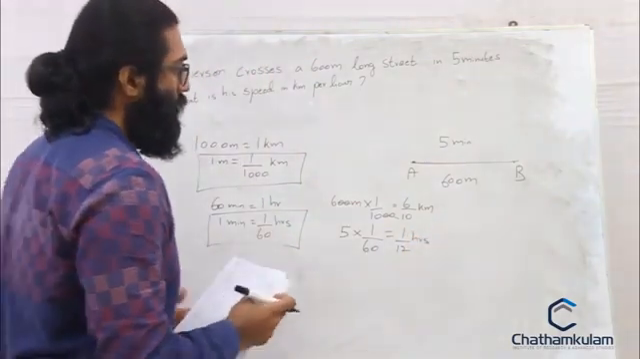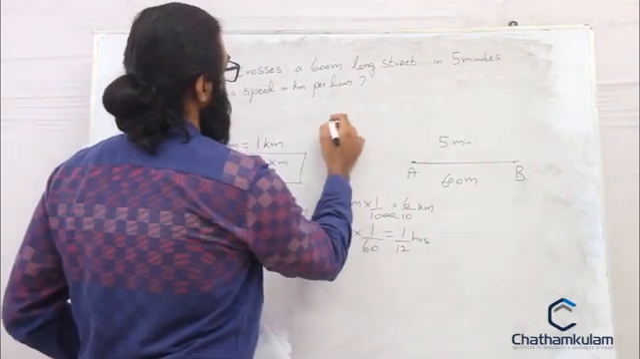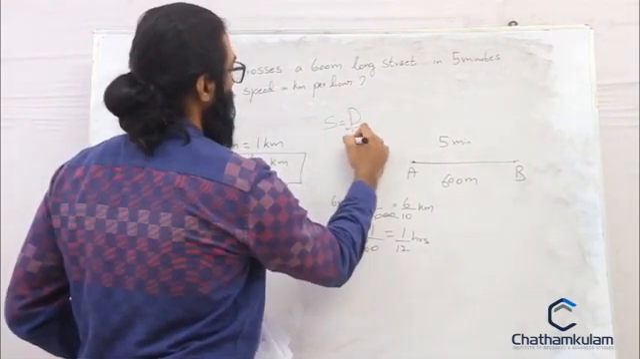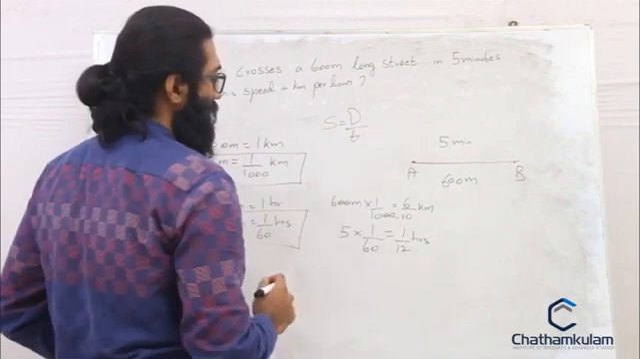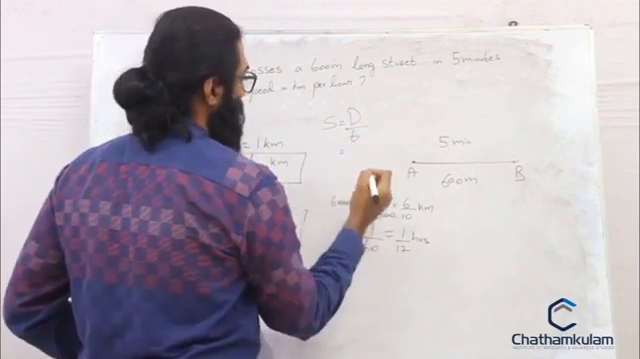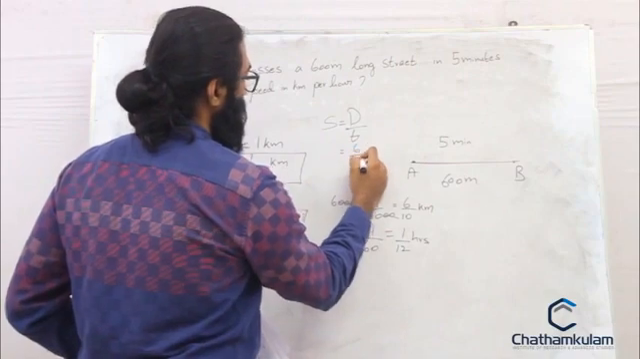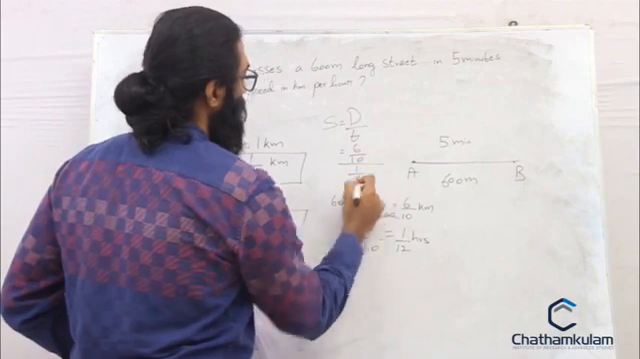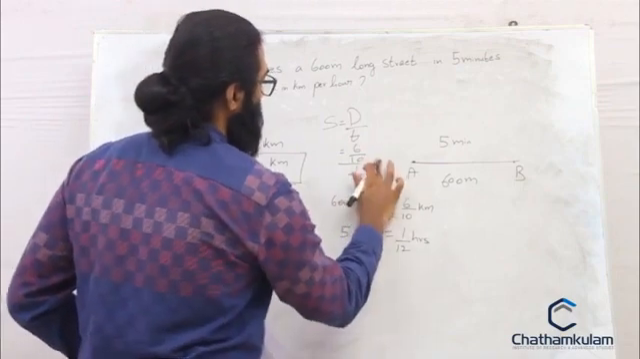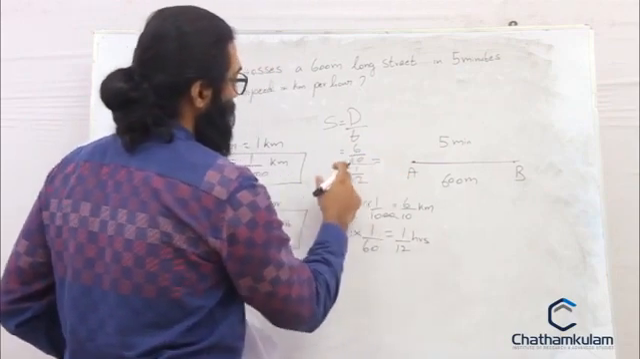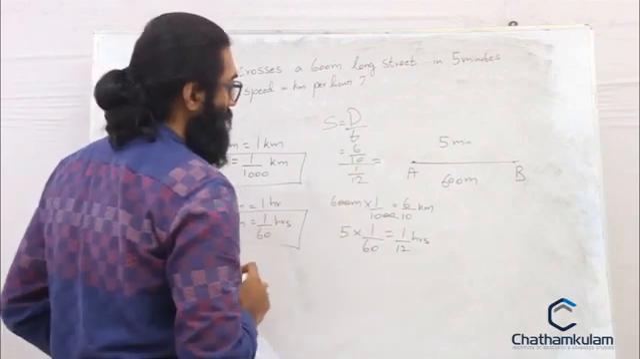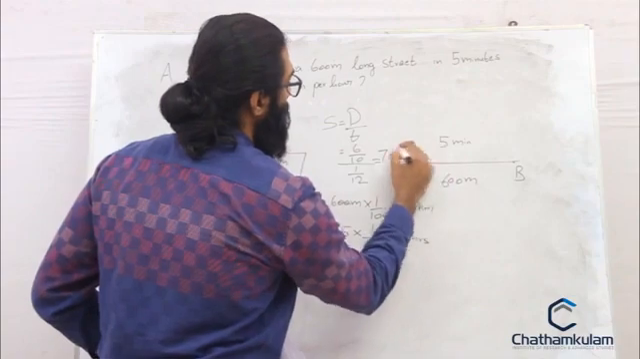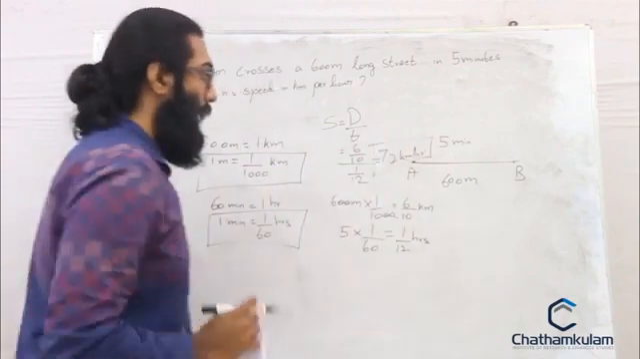So we already know the formula for speed. Speed equals distance by time. Distance is given as 6 by 10 whole divided by, what is time? 1 by 12, right? So we get 6 by 10 divided by 1 by 12 is equal to 7.2 kilometer per hour. So this is our answer.